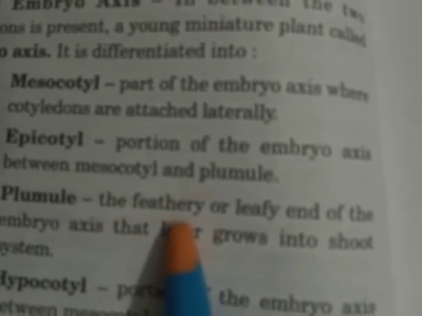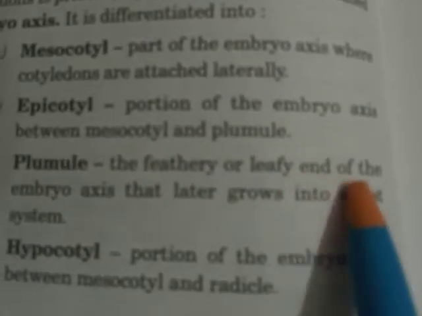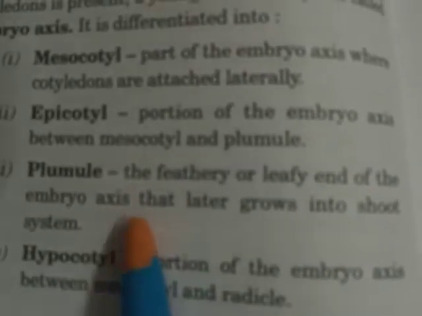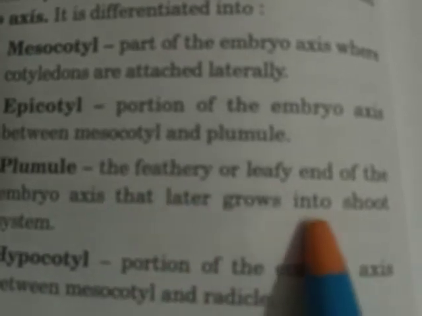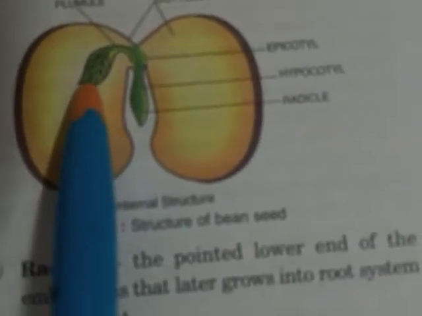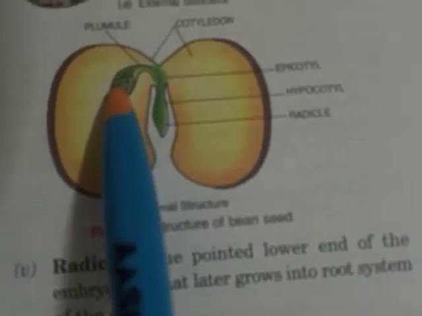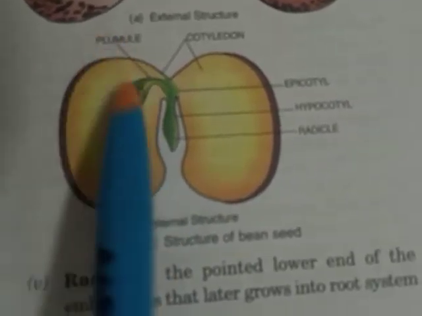Plumule, the feathery or leafy end of the embryo axis that later grows into the shoot system. So children, this is the plumule, and in the later stages of germination, it grows as a shoot system. After germination, in the later stages, it forms the shoot system.